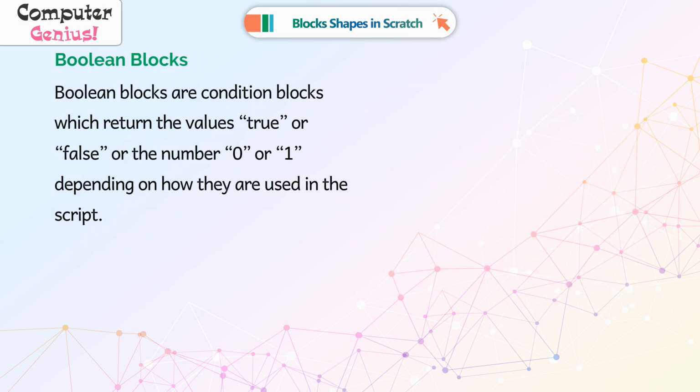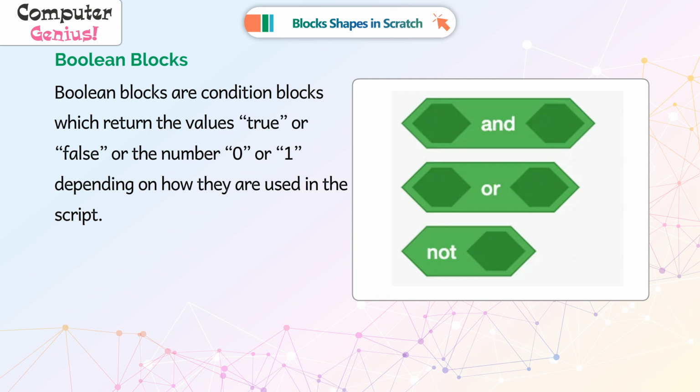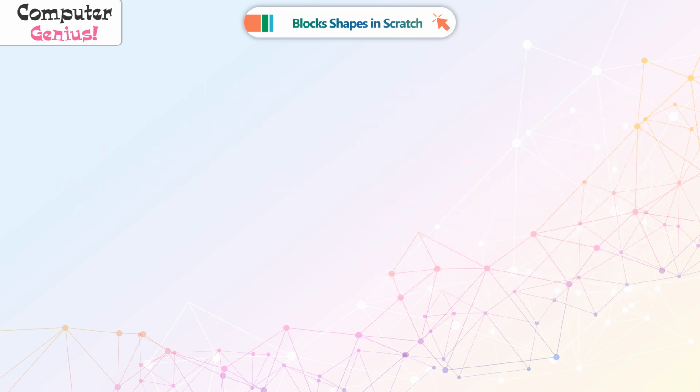Boolean blocks. Boolean blocks are condition blocks which return the values true or false or the number 0 and 1 depending on how they are used in the script.